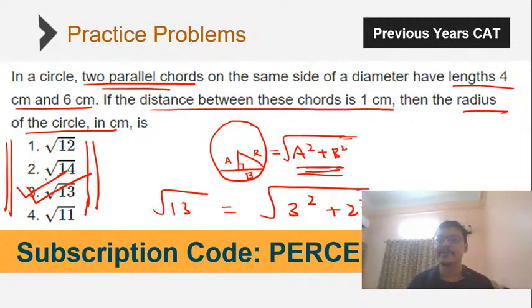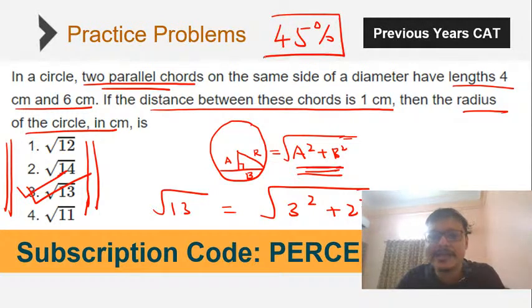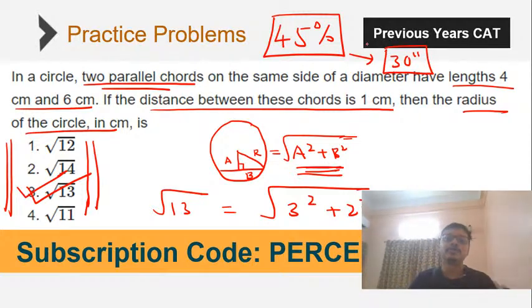This is where being alert to the question options is so very handy. Remember this, approximately 45% of the questions in each slot in CAT can be solved by such 30-second approaches which do not require you to do any solving. Simply look at the options, mark the answer.